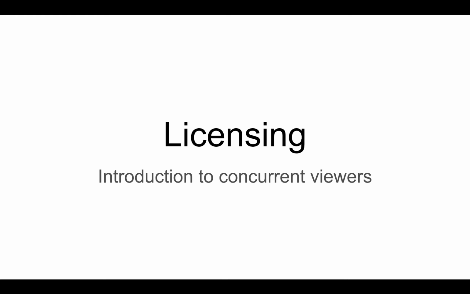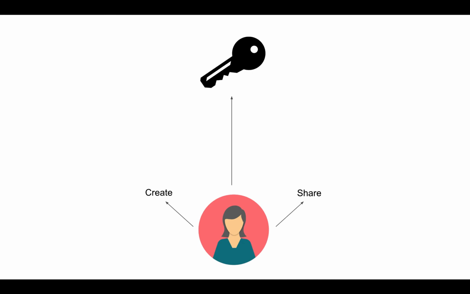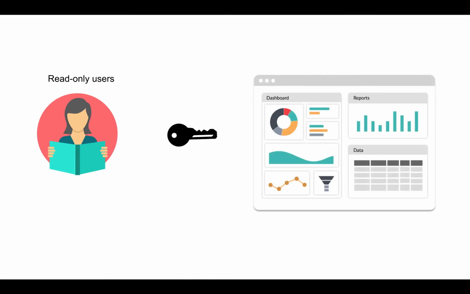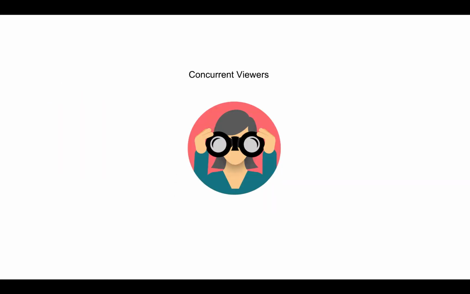In this video, I'm going to give you an introduction to our licensing category, concurrent viewers. Analytics Plus is licensed based on user count, meaning anyone who wants to create or share reports needs a user account. However, this posed a challenge for read-only users who only need to view published reports or dashboards. Thanks to our concurrent viewer license category, read-only users can view reports and dashboards without an Analytics Plus account.